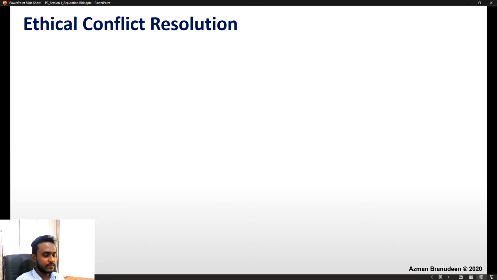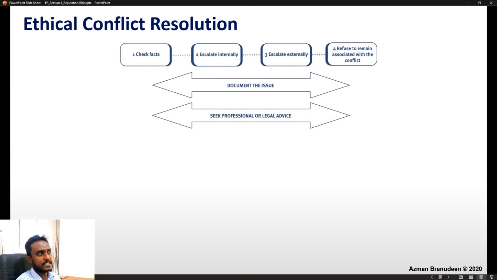With that understanding of the kind of ethical conflicts and ethical dilemmas, let's look at ethical conflict resolution. As you can see in this image, the sequence of steps that you can undertake to resolve an ethical conflict is to check the facts, escalate internally, escalate externally, and then finally refuse to remain associated with that conflict. While you go through the 4 steps, it's very important to document anything, communications, all of that, to document the issue, and to also seek professional or legal advice when possible.